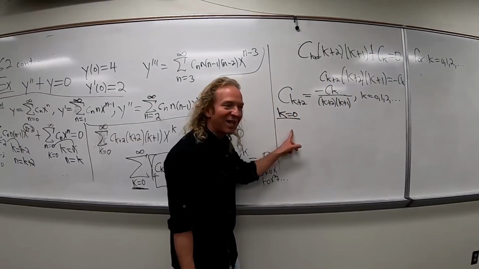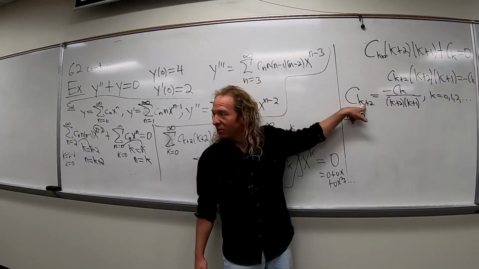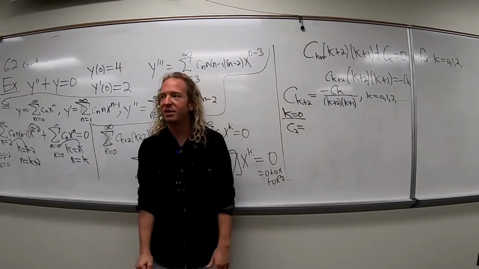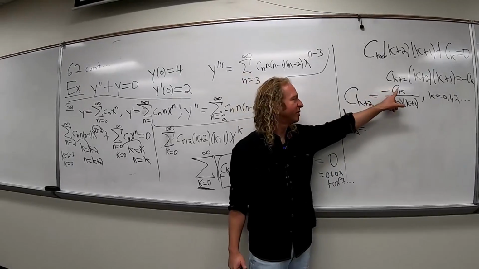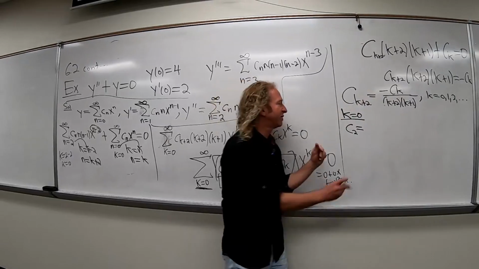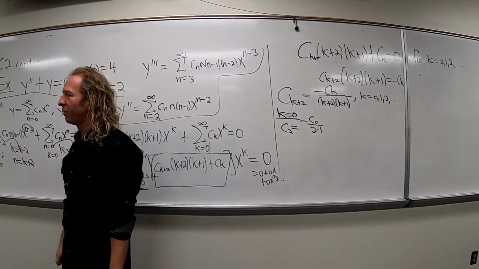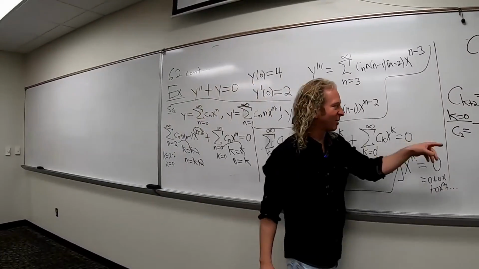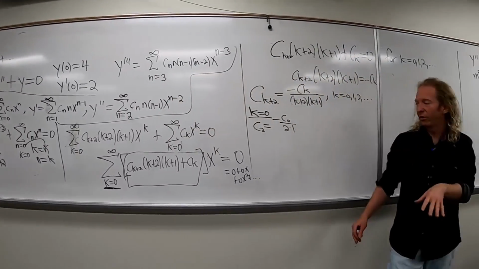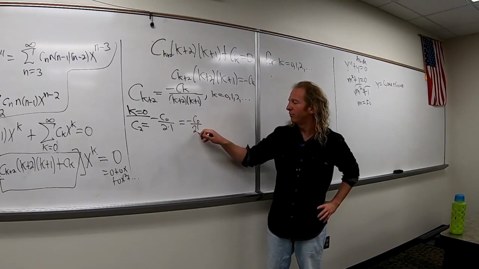When k is 0, you just replace all of the k's with zeros. So it'll be c2 equals negative c0 over 2 times 1, because k is 0. We're looking for patterns. That's a factorial, so this is negative c0 over 2 factorial.